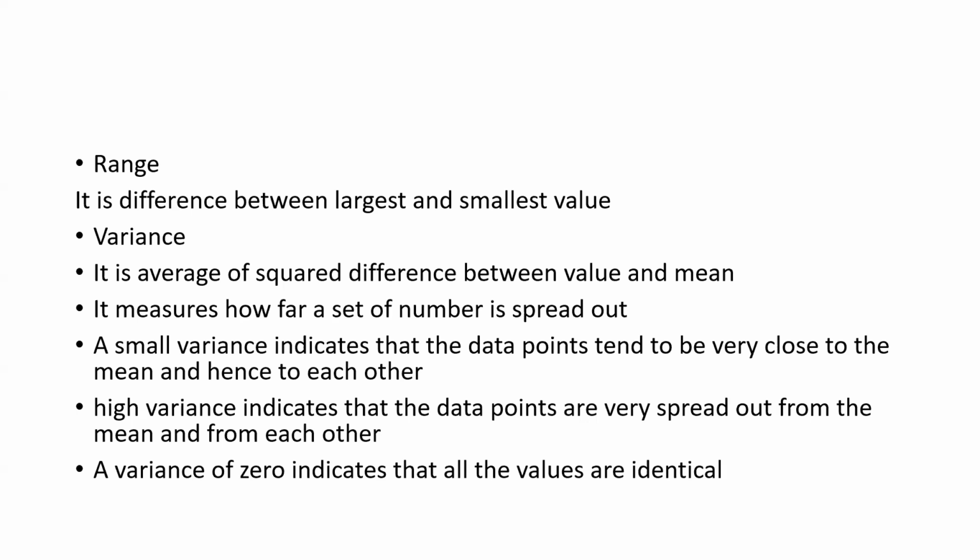So we'll repeat once again the variance. Variance is the average of squared differences between the values and the mean. It measures how far the set of numbers is spread. A small variance indicates that the data points tend to be very close to the mean and hence to each other. High variance indicates that the data points are very spread out from the mean and from each other. A variance of 0 indicates that all values are identical.